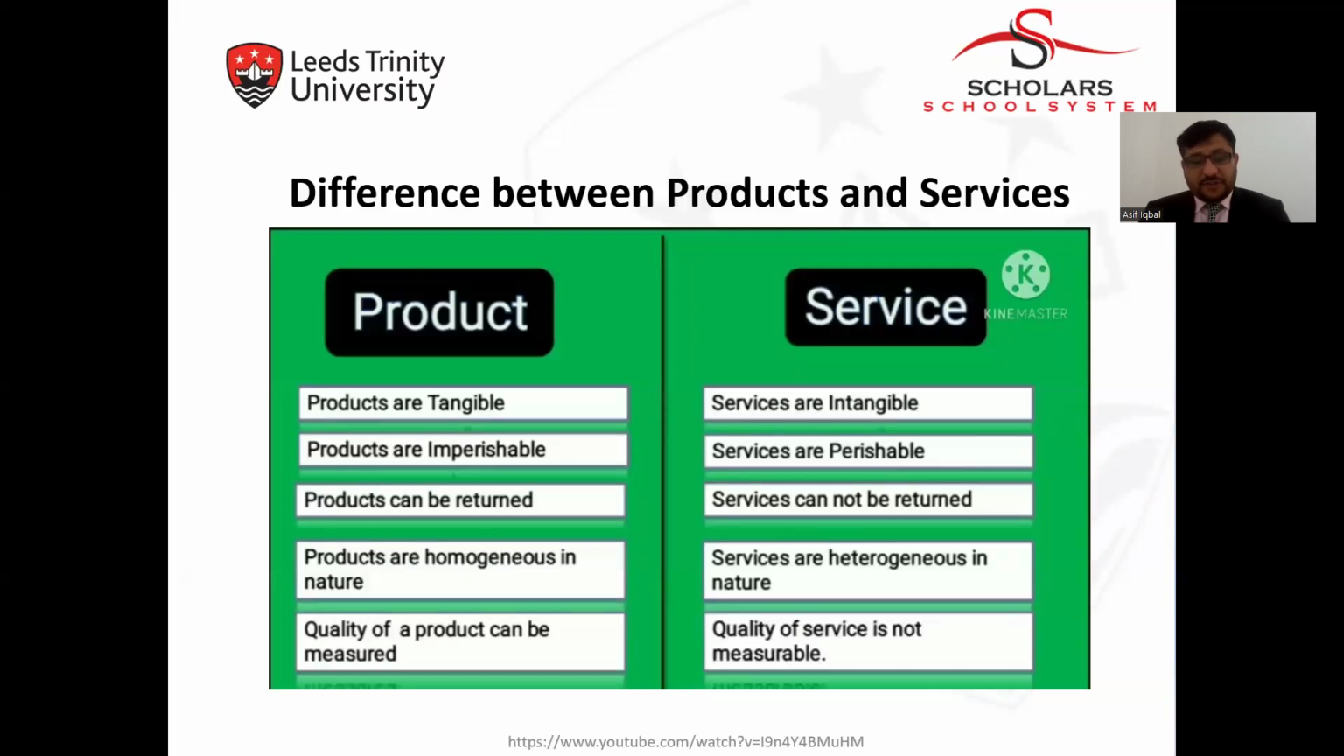Products are homogeneous in nature, meaning the same kind, same quality, while services are heterogeneous in nature. Heterogeneous means different kinds, it's not the same thing. For products, the quality can be measured in terms of quantity, like the numbers 1, 2, 3, 4, while services cannot be measured in quantity.